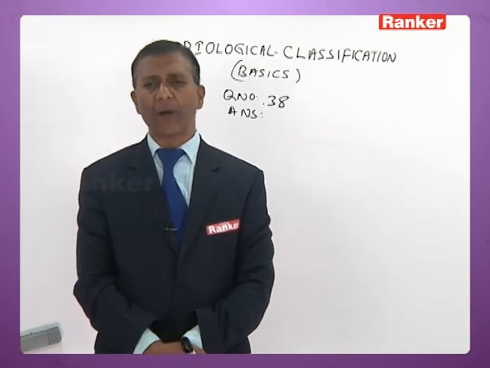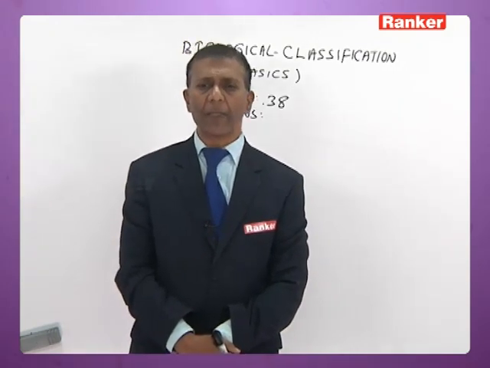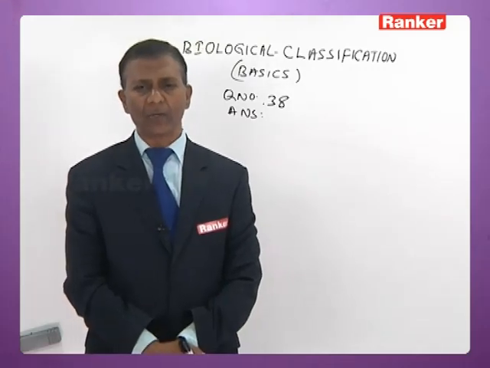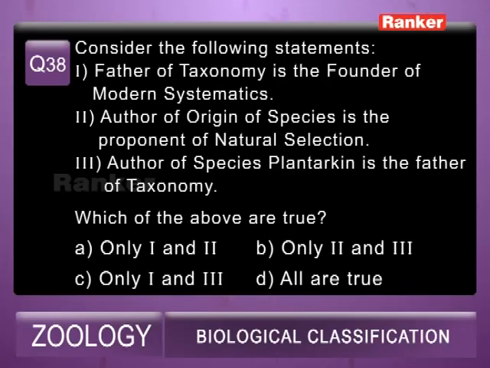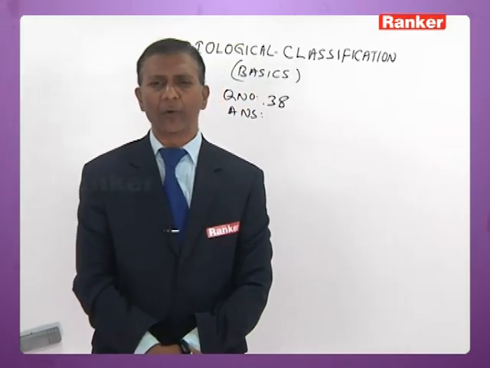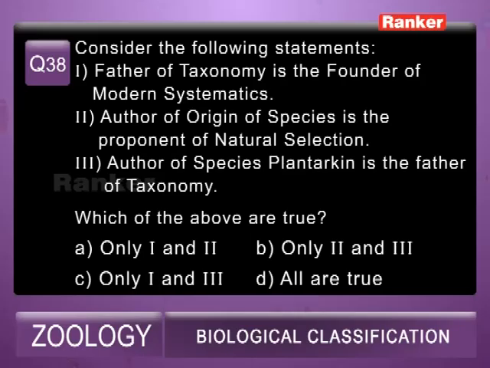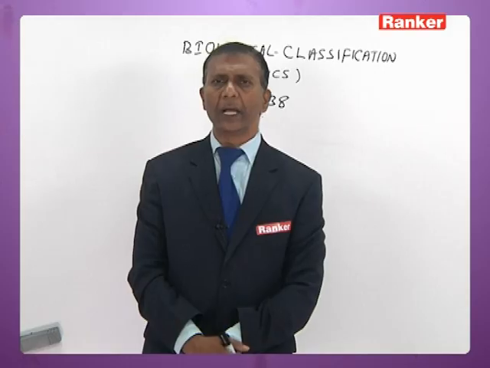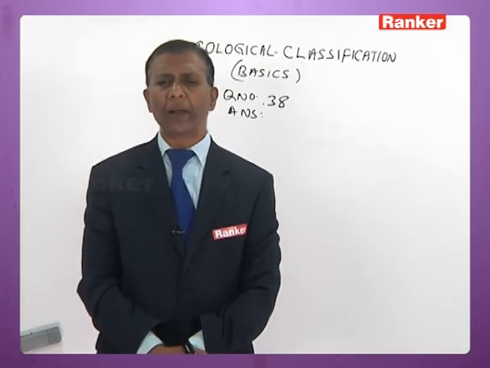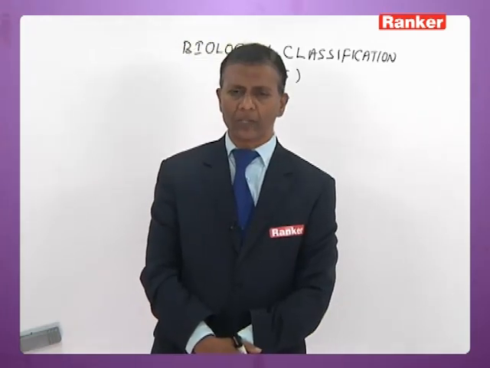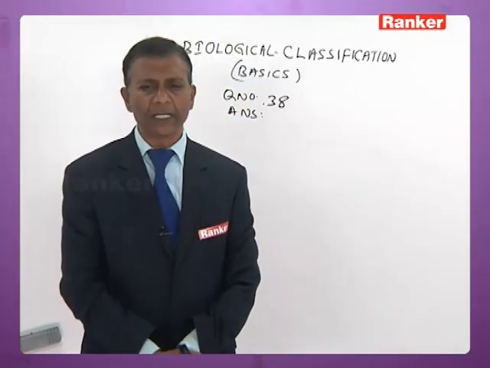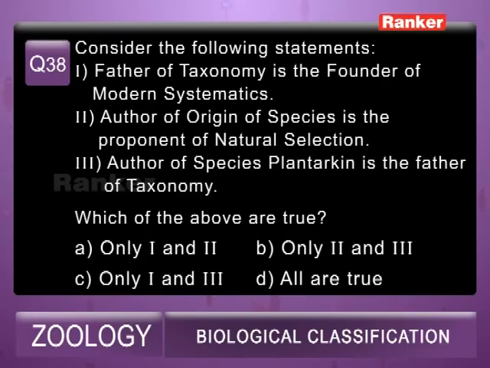Father of taxonomy is the founder of modern systematics. Linnaeus is considered as father of taxonomy and father of modern systematics. So first option is correct. Second option, author of Origin of Species is the proponent of natural selection. Charles Darwin is the one who put forth Origin of Species, and he also put forth natural selection. It is correct, second option. Third option, author of Species Plantarum is the father of taxonomy. Linnaeus has written a book called Species Plantarum, and he happens to be father of taxonomy also. So among these, D option is correct, all statements are true. So 38th question, correct answer is D, all options are true.